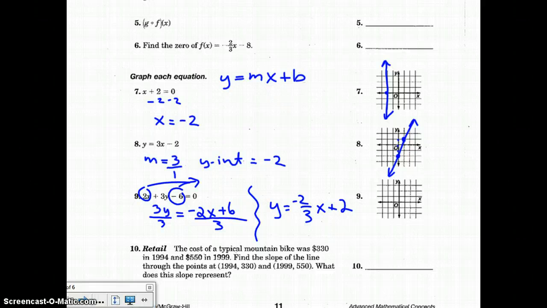Find your y-intercept again. The y-intercept is this time a positive 2, and the slope is negative 2/3. So I'm going to go down 2 points and to the right 3 points. And so my line should be going down left to right because I have a negative slope.